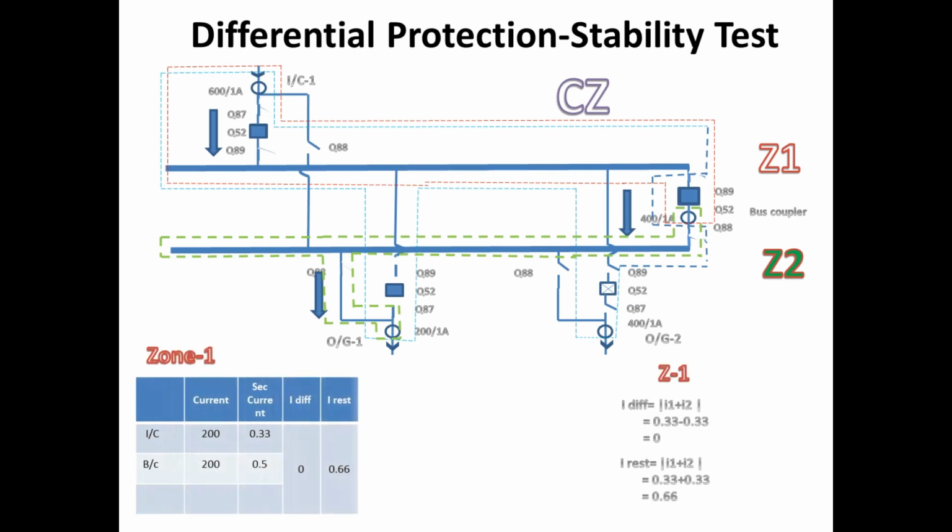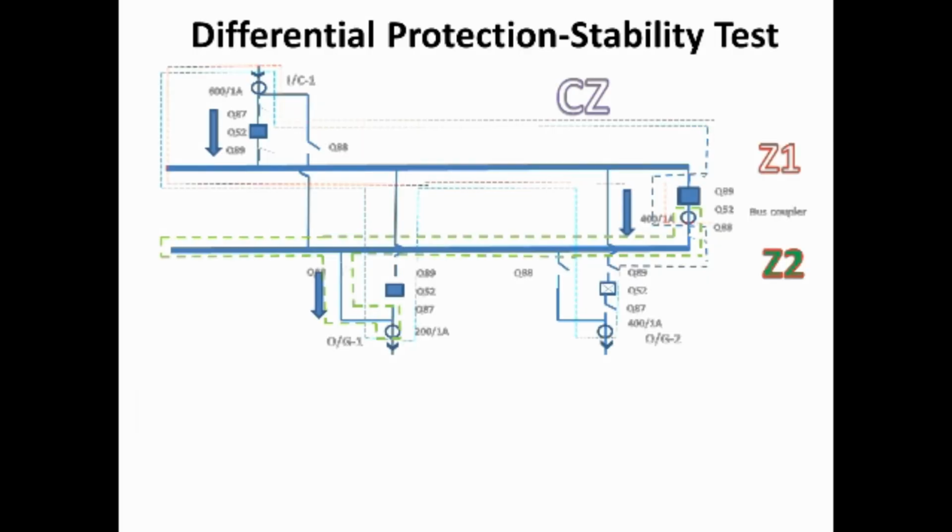It will consider the incomer and bus coupler because the bus coupler breaker is closed, Q89 is closed, so it will take it into account. For zone 2, Q88 of outgoing 1 is closed, so zone 2 will take outgoing 1, and zone 2 will also take the bus coupler because Q88 of the bus coupler is also closed.